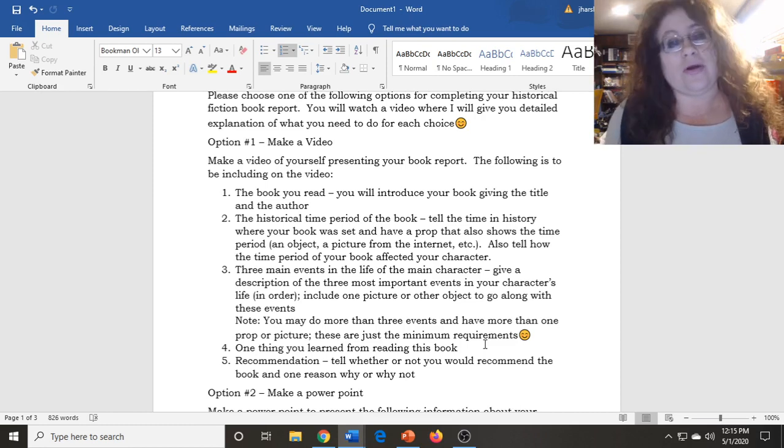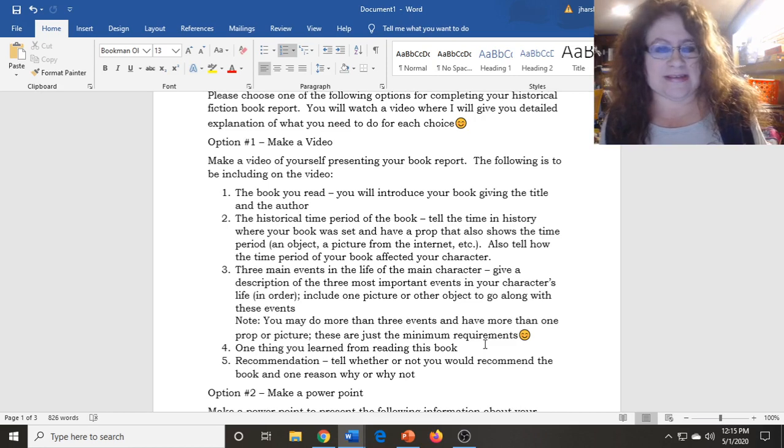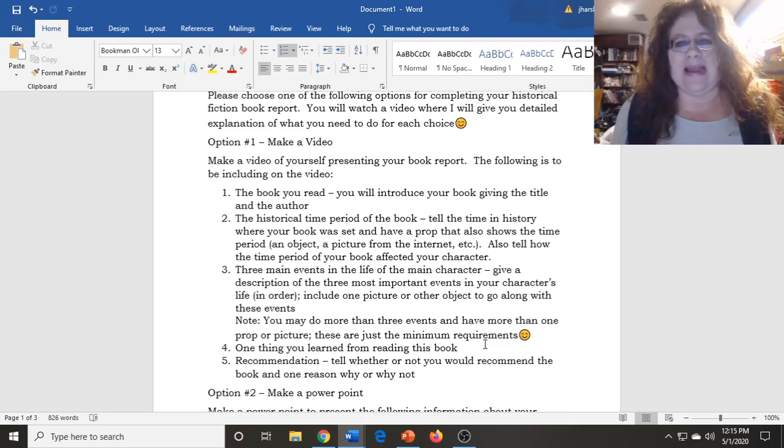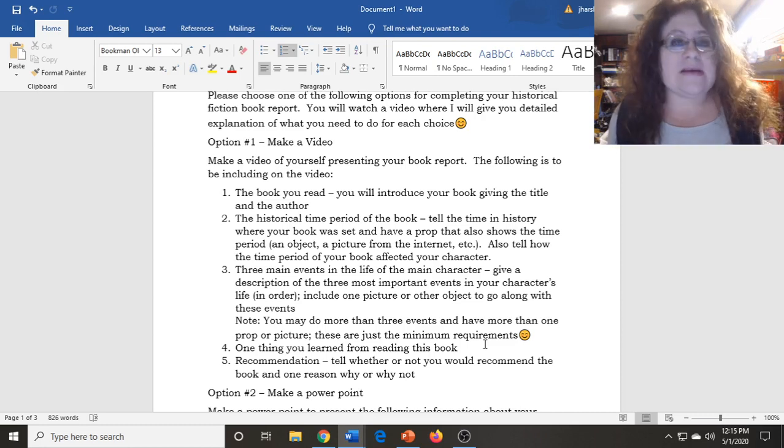You have to give me a good reason you didn't like it, like the main character didn't make good choices, or I didn't like how people were treated in this book, and it was upsetting. So as long as you give me a good reason you didn't like the book, that's fine not to recommend it. I don't recommend every book I read either. So that is option one, making a video.